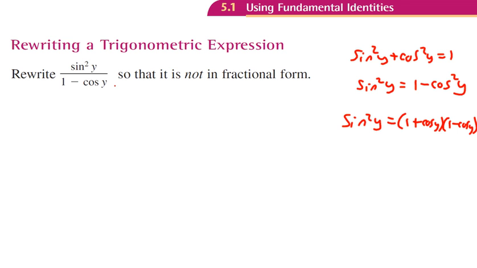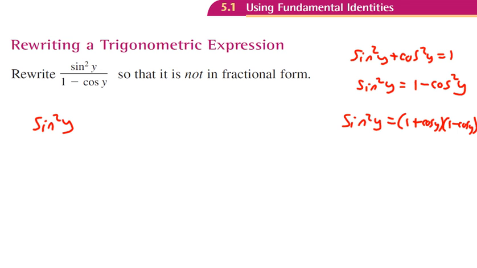Okay, so the reason why I want to multiply top and bottom by the conjugate, which is 1 plus cosine of y, is because when I do that, the denominator becomes a monomial. That's really the goal for this kind of problem: to make the denominator a monomial, because you could divide monomials into a denominator, which is going to make it much easier to make it non-fraction. Okay, so let's do that then.